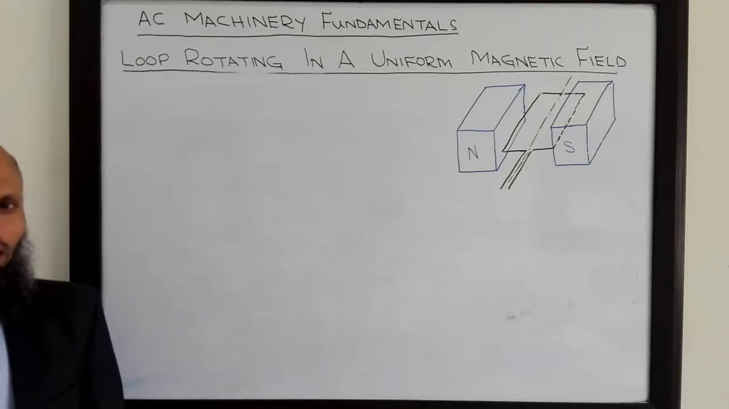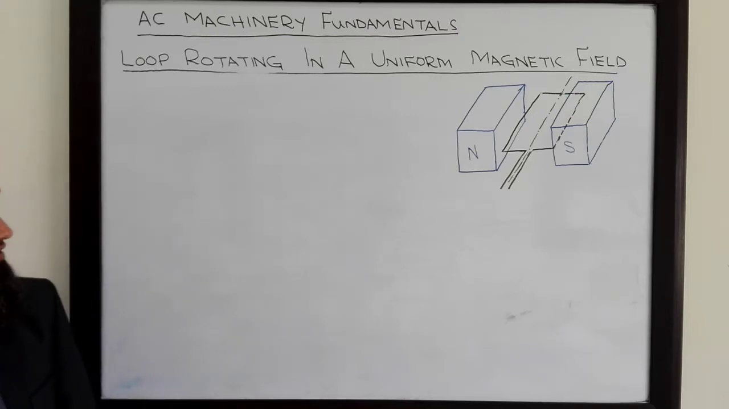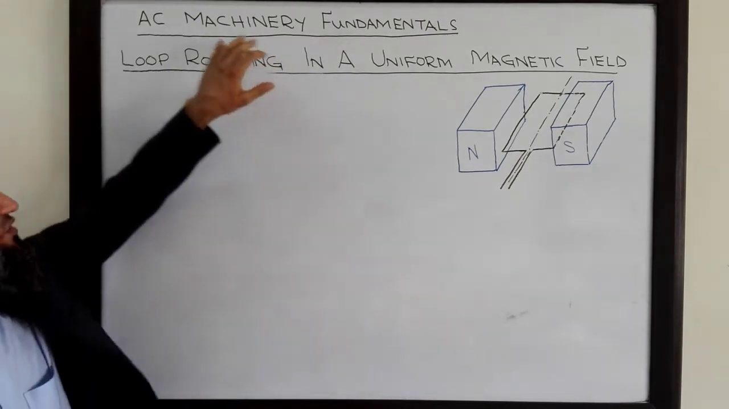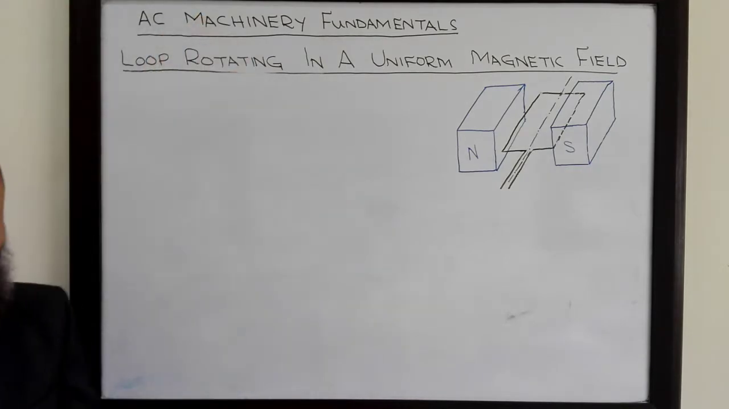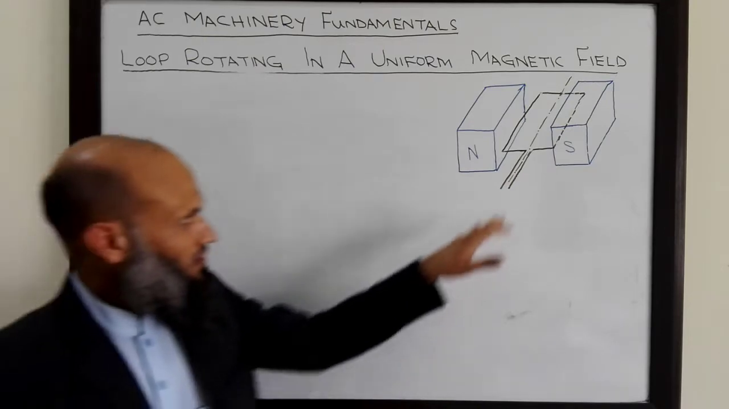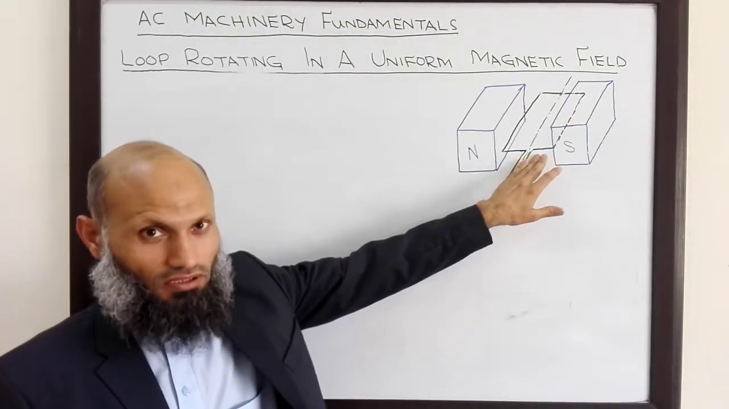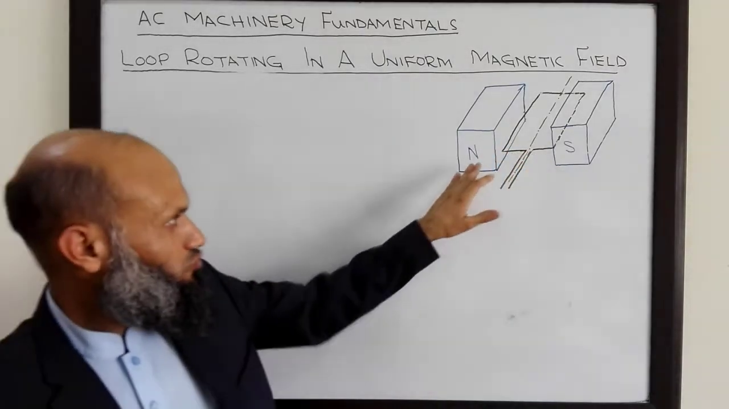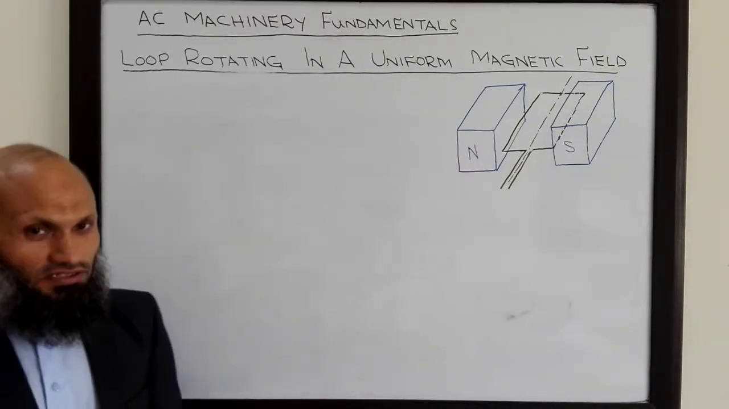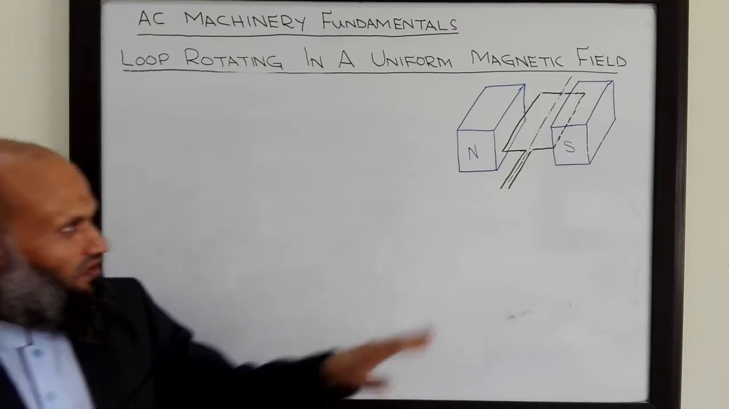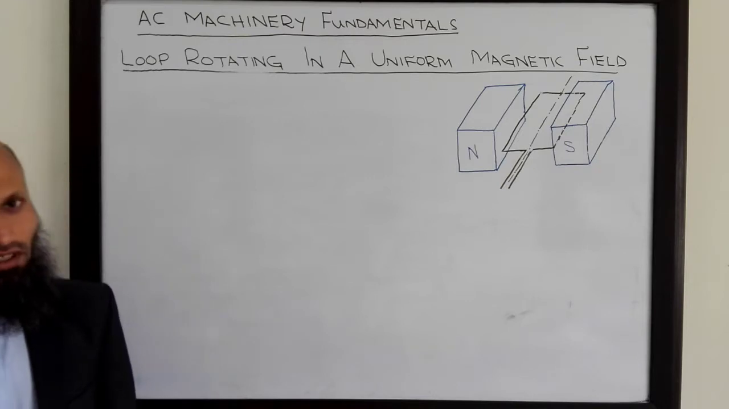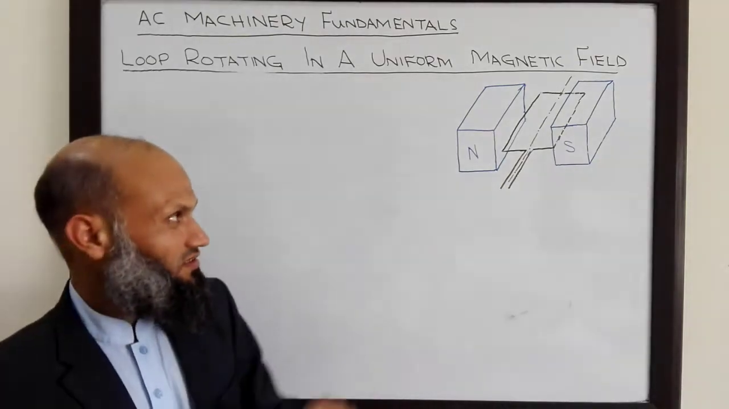Assalamu alaikum. In today's lecture and in the next few lectures, we shall talk about the fundamental principles which govern the working of AC machines. We shall start with the simplest case, that is a rectangular loop of wire rotating in a uniform magnetic field created by two poles. In the first part of this lecture, we shall derive the expression for voltage induced in this coil, and then we shall derive the expression for torque induced in this coil.